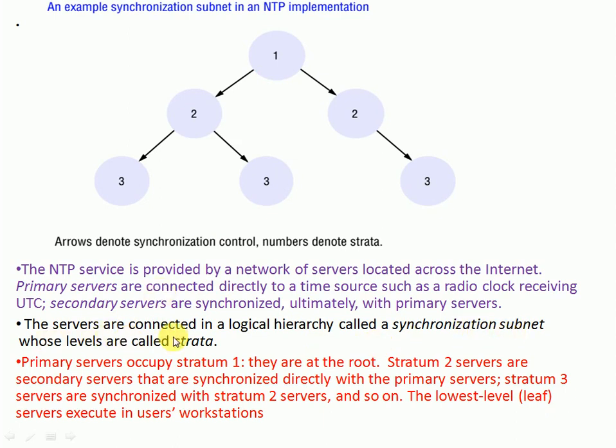The whole levels are called strata. Primary servers occupy stratum number 1. They are the root here. Stratum 2 servers are secondary servers that are synchronized directly with the primary servers. Stratum 3 servers are synchronized with the stratum 2 servers, and so on. Lower level or leaf level servers execute in the user workstation, in the sense that the other levels will be clients which are connected with the third level, if any exists.